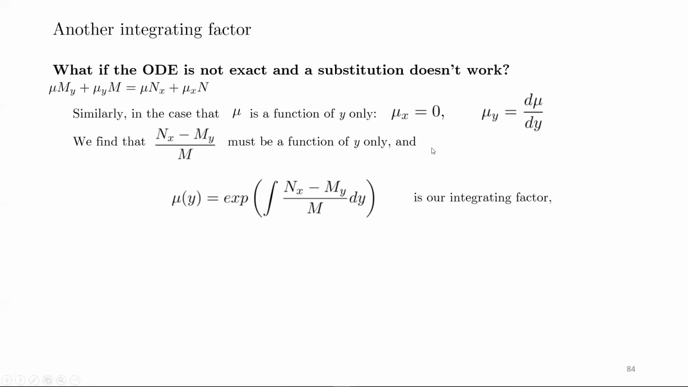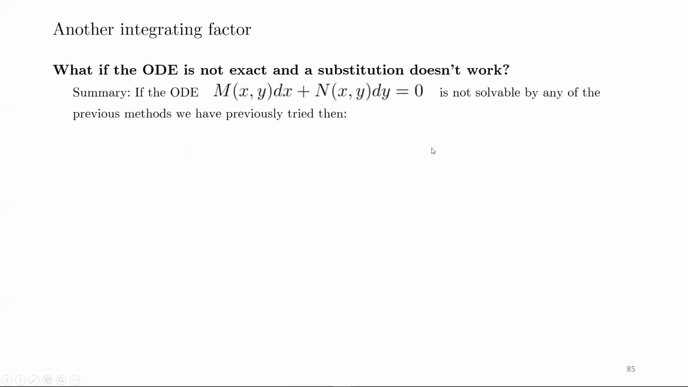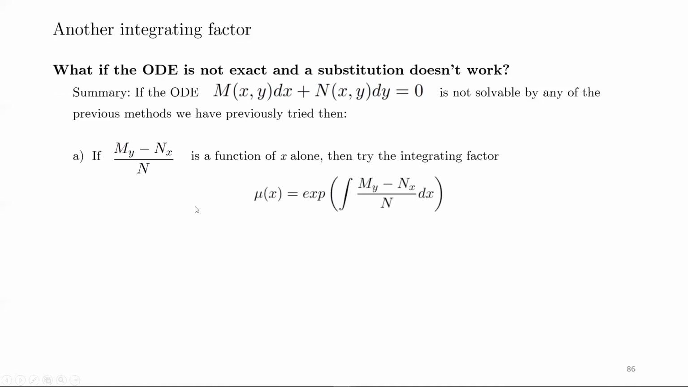Okay, so just to summarize here, if the ODE that we are given, M dx plus N dy equals 0, is not solvable by any of the previous methods that we've tried, including that it is not an exact equation, then we can try an integrating factor. It turns out that if the partial derivative of M with respect to y minus the partial derivative of N with respect to x, divided by N, is a function of x alone, then we'll try the integrating factor mu of x equals the exponential of the integral of this ratio with respect to dx.